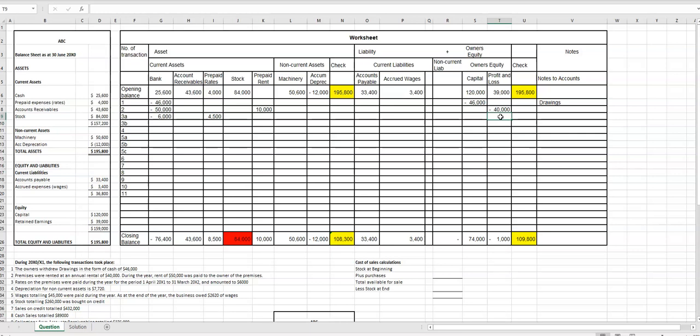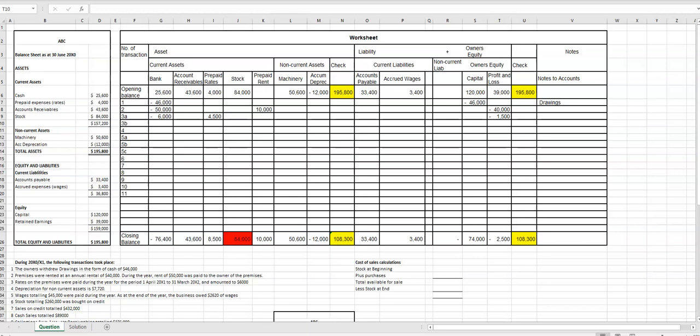So we need to put in our 1,500. Because it's reducing our profit, it's a minus. Again, we check and we are still in balance. Now, we're not quite finished with our prepaid rents yet.